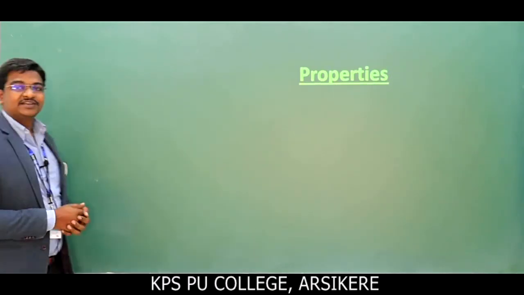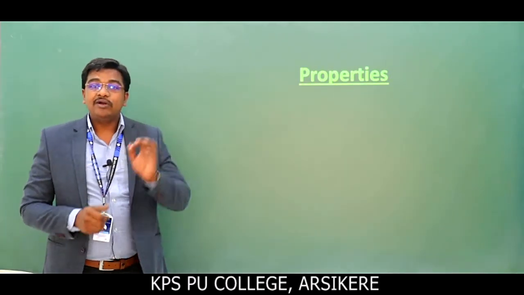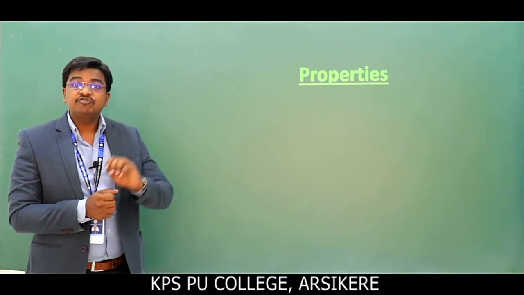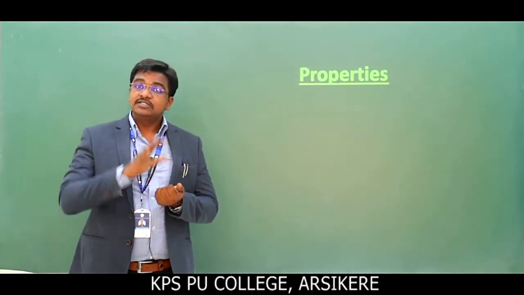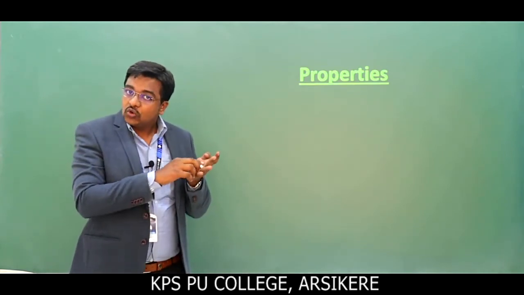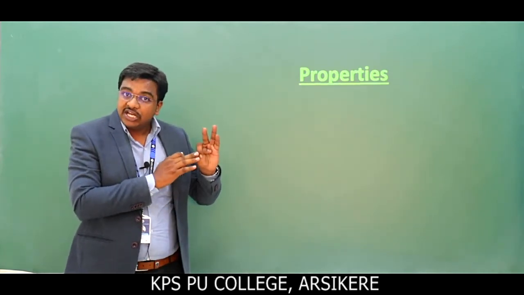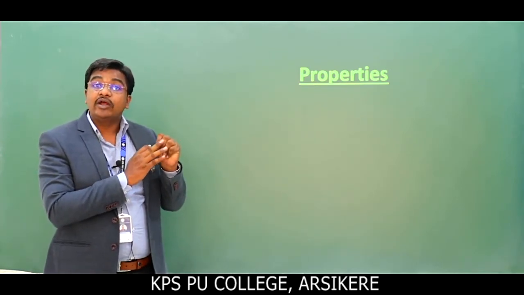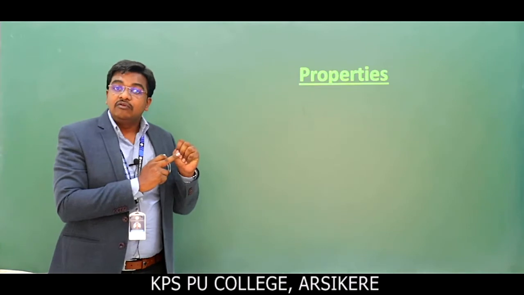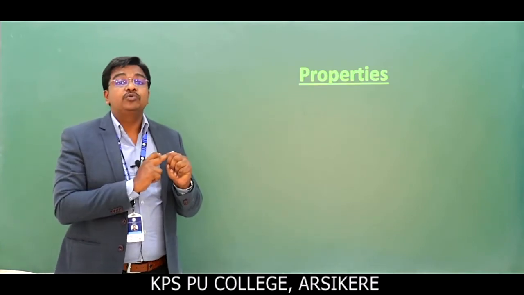Now dear students, we are moving to the properties of multiplication of two complex numbers. What we discussed was the addition of two complex numbers. The same properties follow: first one closure property, second commutative, third associative, fourth identity, and fifth inverse. But here we have another property that is called distributive property.